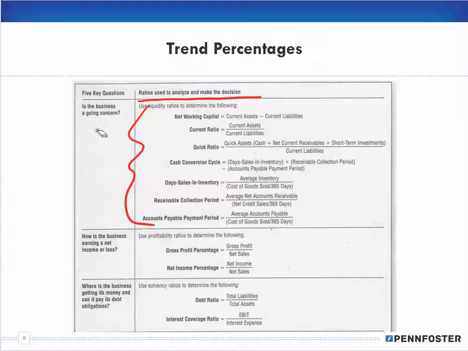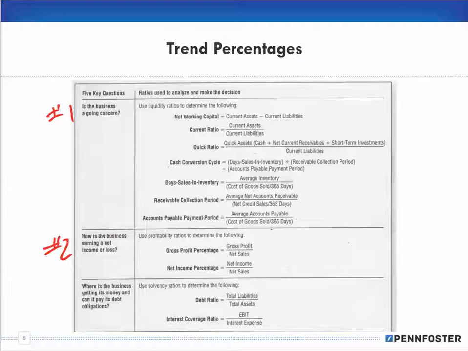But by now you really should have a handle on how to calculate these ratios, so I'm not going to go over it. But the important thing here is question 1: is the business a going concern? And these are the ratios you use to analyze to answer that question.